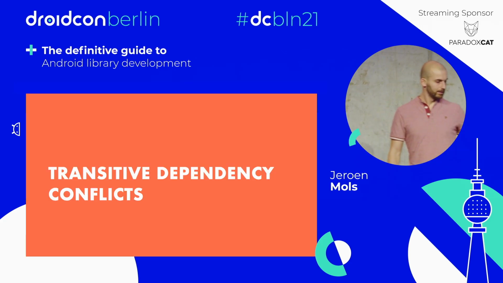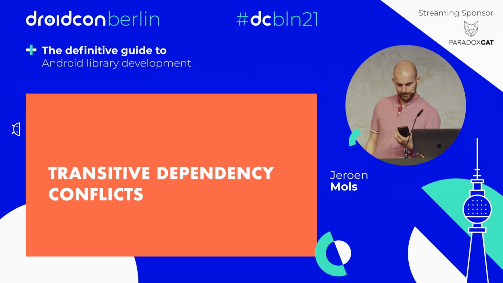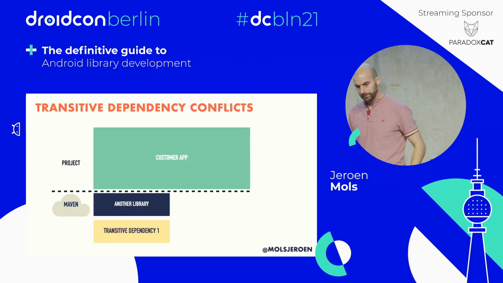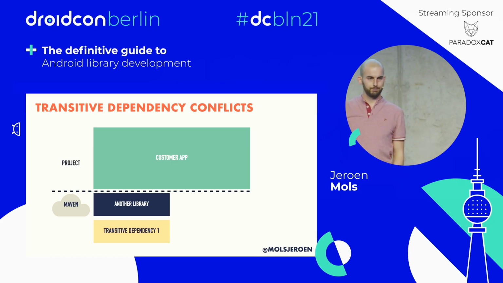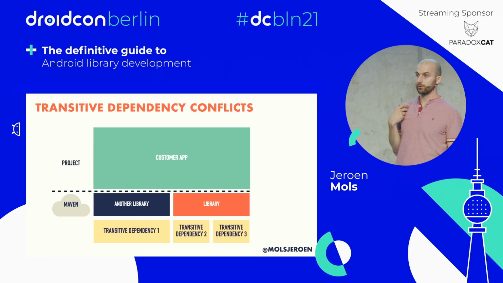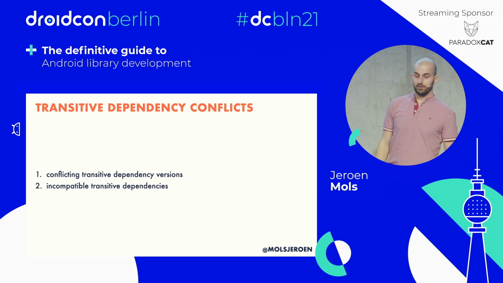Okay, let's move into transitive dependency conflicts. This is going to get interesting. So we have our customer app, and they're integrating some library. Now they're adding our library to the mix, and each of those libraries is using a few transitive dependencies. There's actually two things that can go wrong here.